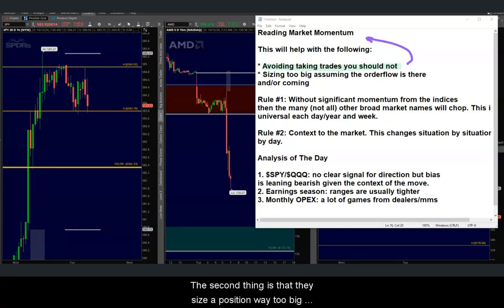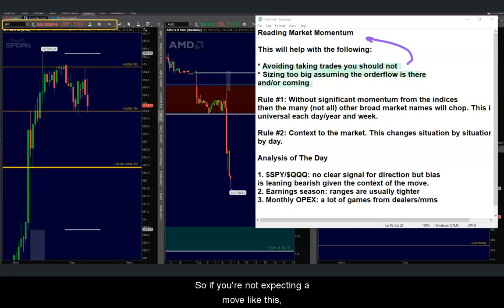Okay. The second thing is that they size a position way too big because they don't read the overall market momentum as well. Okay. Obviously, there's certain days in the markets where you have 1% moves. So, for example, on the SPY today, this thing really isn't moving. We're going to talk about this as a case study on the video today. It's not moving. Okay.